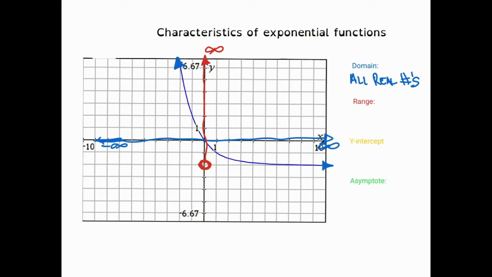Now, what number is that? This is a negative 2. So what does that mean? Then my range is going to be any y value greater than, but not equal to, negative 2.